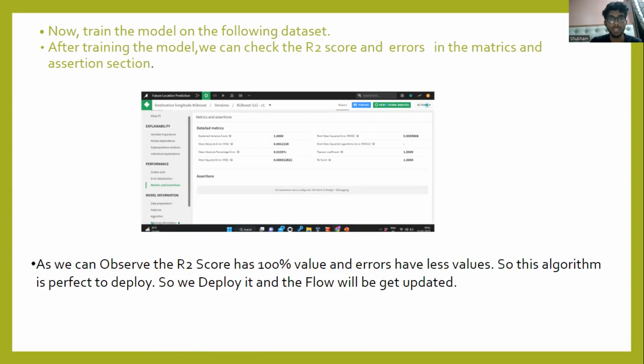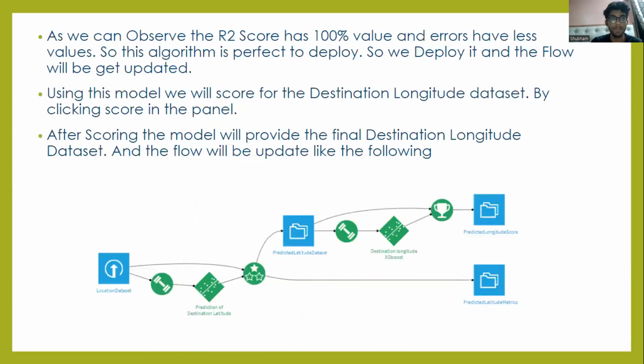After training the model, we can check the R2 score and errors in the metrics and assertion section. As you can observe, the R2 score has a 100% value and errors have low values. So this algorithm is perfect to deploy. So we deploy it, and the flow will get updated.